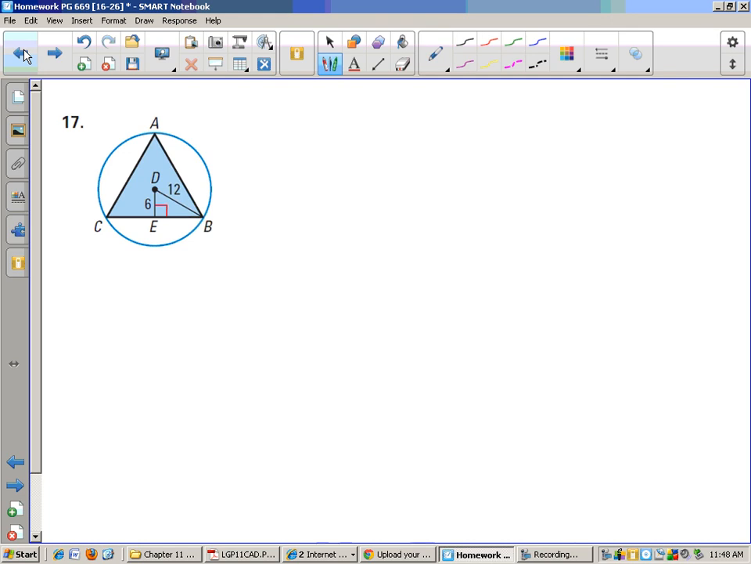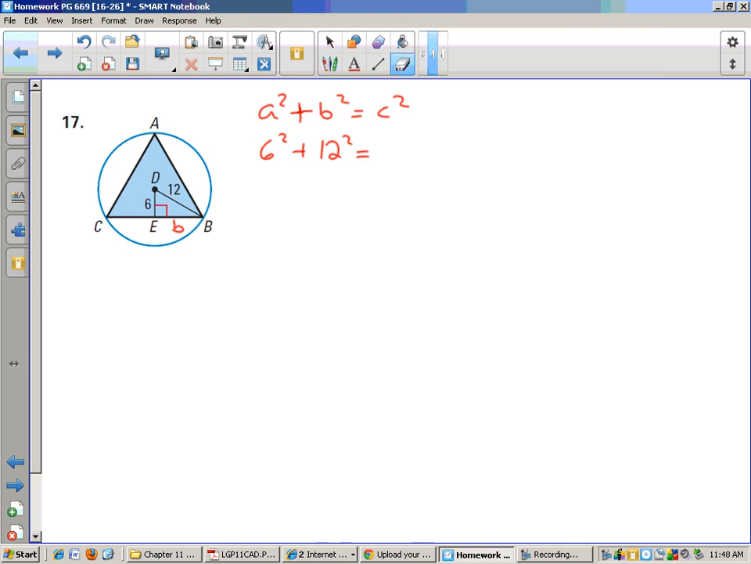Okay, so what we need to find is perimeter. To find perimeter, I need to know the outside measurements. And so if I've got 6 and 12, then I want to know this length B. What could I use to find B? Pythagoras Theorem, so a squared plus b squared equals c squared, right? So 6 squared plus 12 squared equals, thank you for catching me, right, 6 squared plus b squared equals 12 squared.